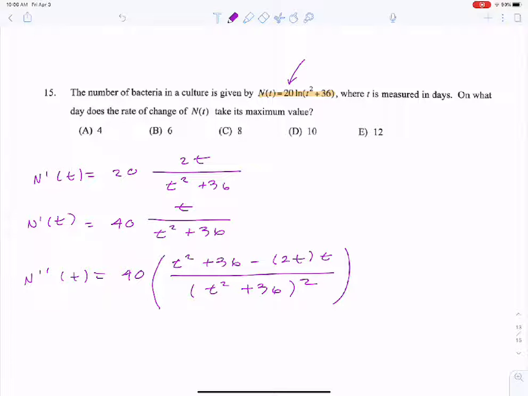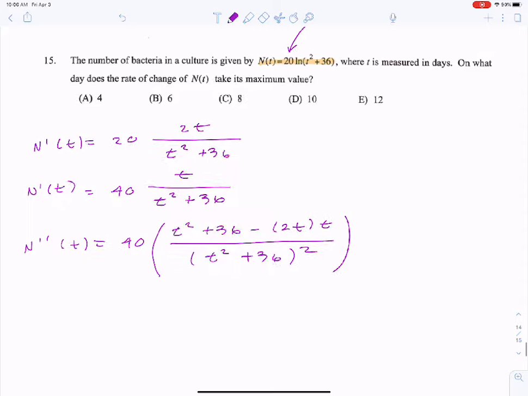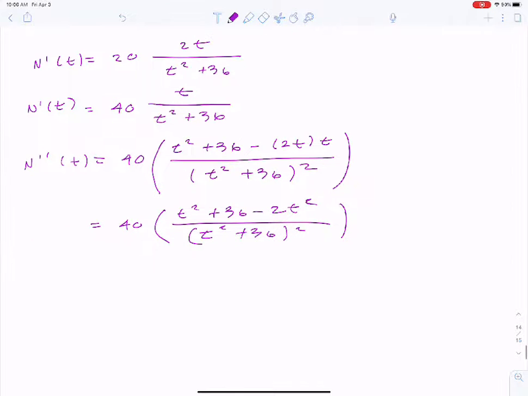So now what I want to know is where does this function right here have a minimum or maximum? Again, I'll clean this function up. So cleaning this up, I get this. So t squared plus 36 minus, looks like 2t squared, right? 2t squared all over this, which gives us, looks like 36 minus t squared, right? Yep, 36 minus t squared over t squared plus 36 squared. That's a terrible parenthesis.